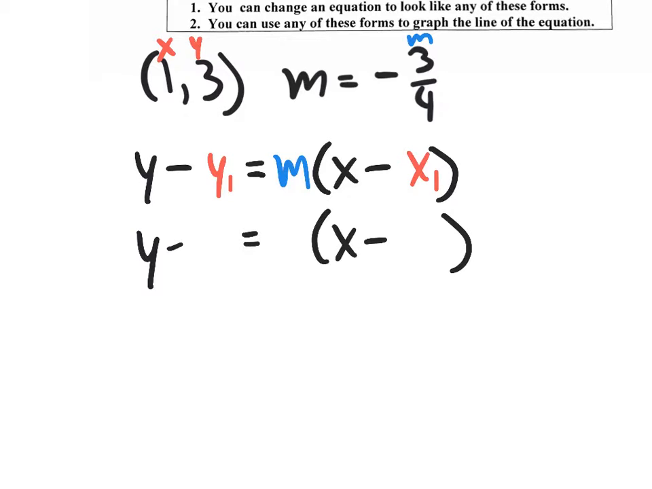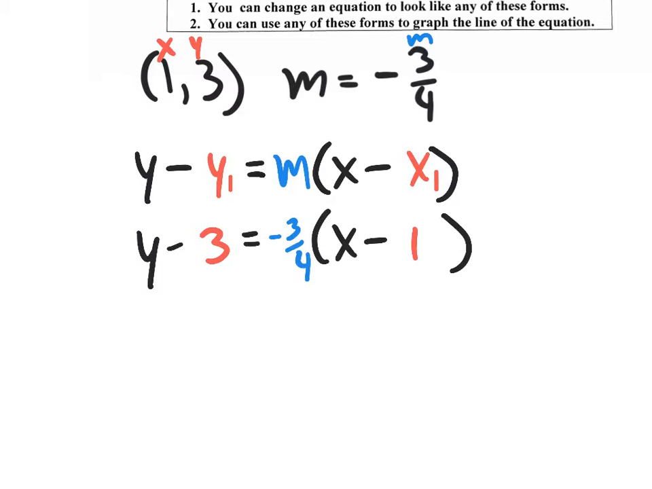And let's plug in our values. So instead of y1, what do I put in? 3. Instead of m, what do I put in? Negative 3/4. And instead of x, what do I put in? 1. So that is our point slope form equation. And if they asked for point slope form, you would be finished.